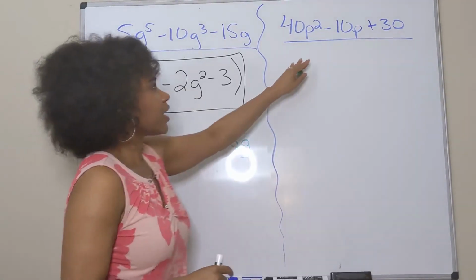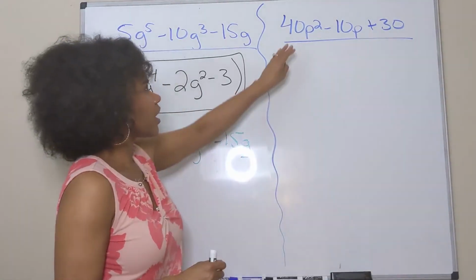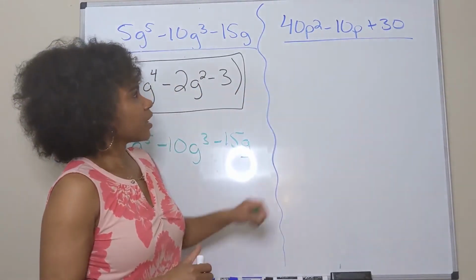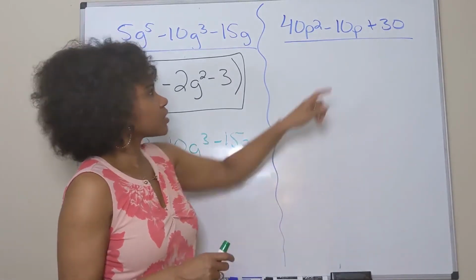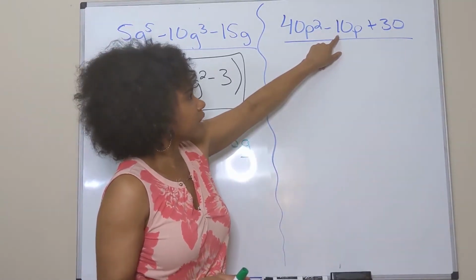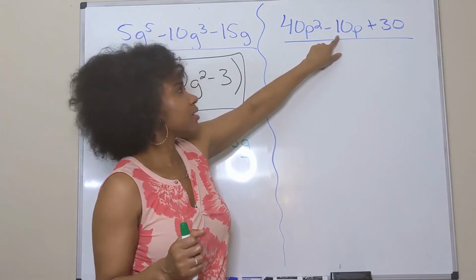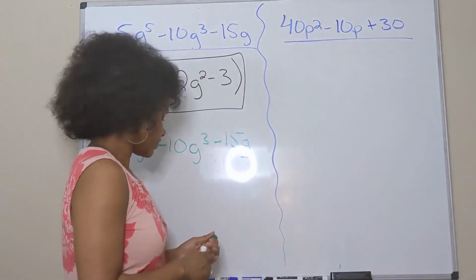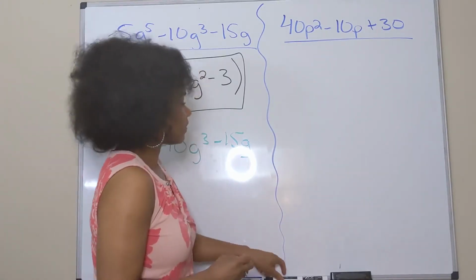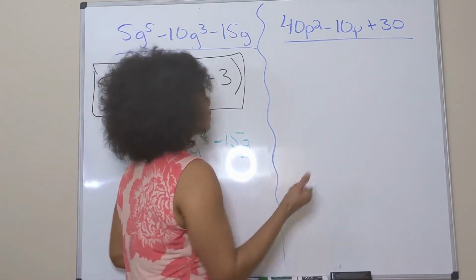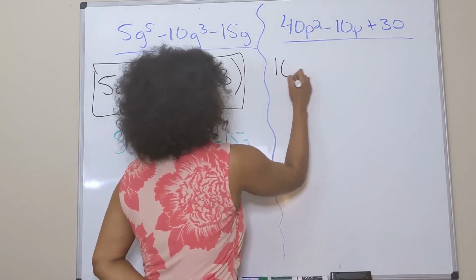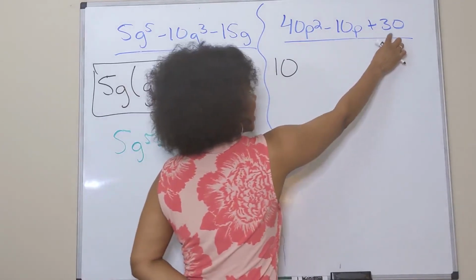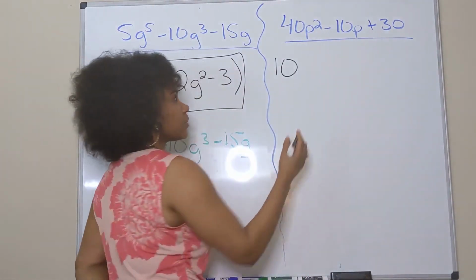All right, so let's try this last one. We have 40p squared minus 10p plus 30. The easy thing to do is look at your lowest coefficient, which is 10 here. And we can see that that 10 is divisible into 40 and 30. So that is my greatest common factor. So let's factor out a 10. And they all don't have p, so that 30 does not have a p. So we cannot factor out a p.